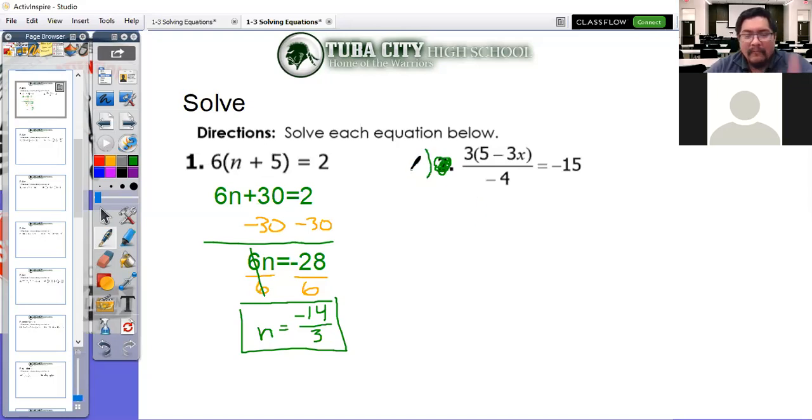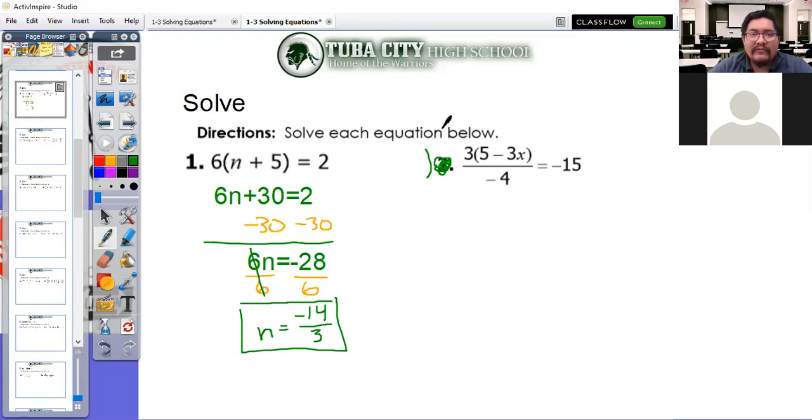So let me back up. Remember, you've got to ask yourself, what are these numbers doing to the variable? In this case, we have x. Now, x is being multiplied by 3. It's being subtracted from 5. It is being multiplied by 3. And it is being divided by negative 4. So there's a lot going on with this. But pay attention to that last one. We are dividing it by negative 4.